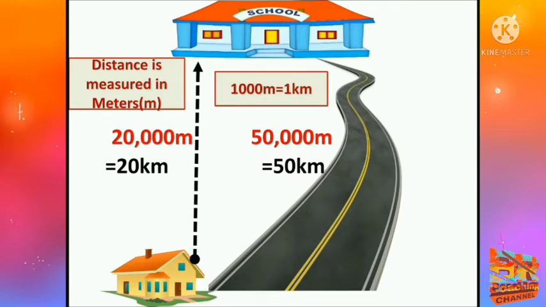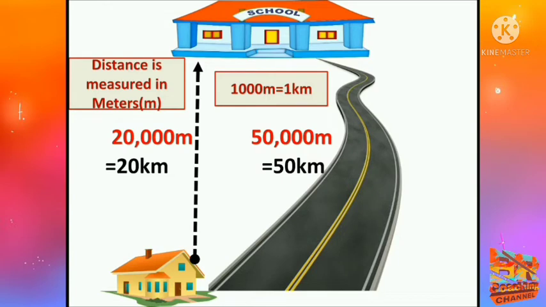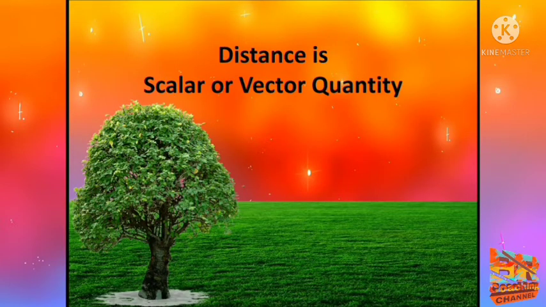On the road from your house to school you came, it is some 50 kilometers distance, for example. Now there is a shortest path directly from your home to school. That shortest distance or shortest path is nothing but displacement. Now see my dear children, we have seen what distance and displacement are. But is distance a scalar or vector quantity? We need to know whether distance is a scalar or vector quantity.